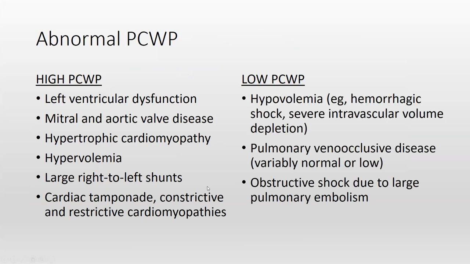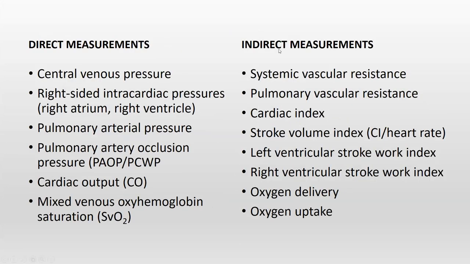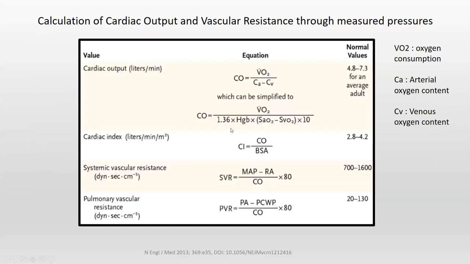And a low wedge pressure: hypovolemia, hemorrhage, severe intravascular volume depletion, pulmonary vein occlusive diseases, and obstructive shock due to a large PE could do it. So these are all the measurements we can get from a PA catheter. Direct measurements are something that we can see, like central venous pressure, the right atrial pressure, the right ventricular pressure, the PA pressure, and wedge pressure. Cardiac output is calculated, we can't just see that. And the mixed venous oxygen hemoglobin saturation, which we can get. These are all direct. And then there are indirect measures that we can calculate out of the measures that we get over here.